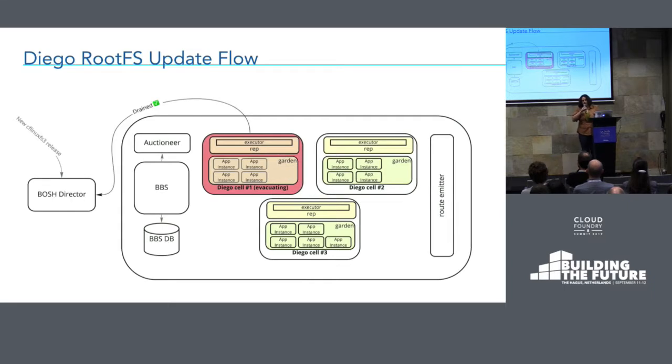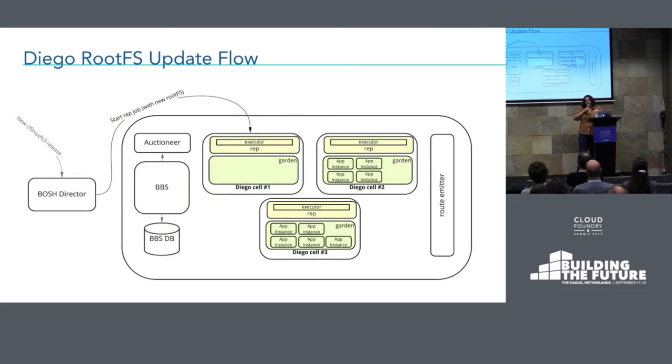After all of this, the rep can then tell Bosch, yep, I'm done draining. You can go ahead and restart all the jobs on this VM. That's safe to do. So now we've restarted our CF Linux FS3 job. We've restarted the rep. We have no workloads running on this machine anymore, and we're in a totally clean state. Then Bosch will go ahead and do the same thing to all the other cells, and that's how all of our cells are going to get an updated RootFS.